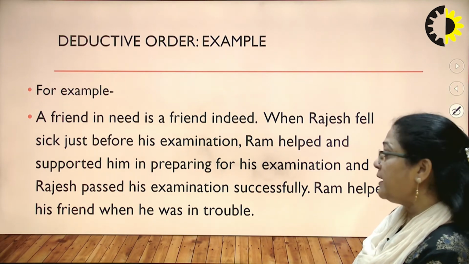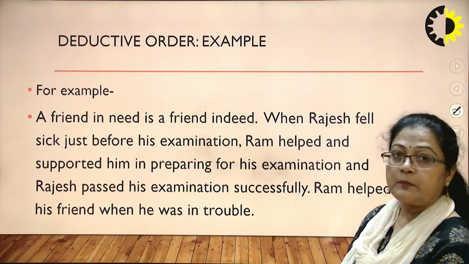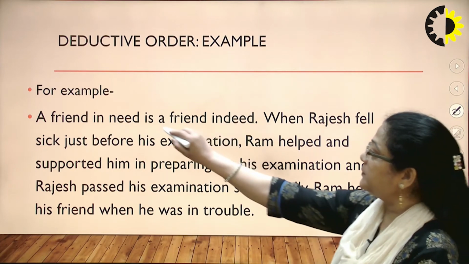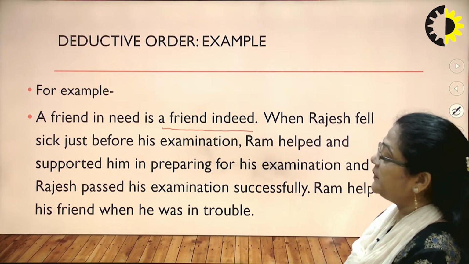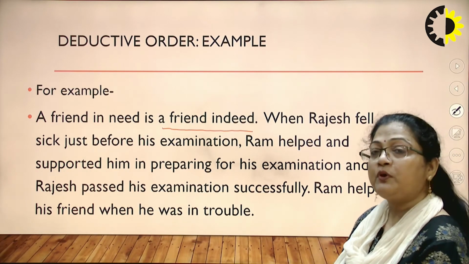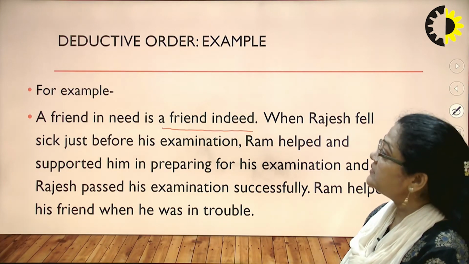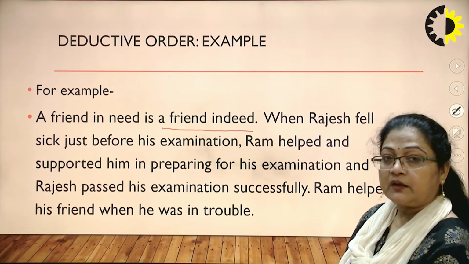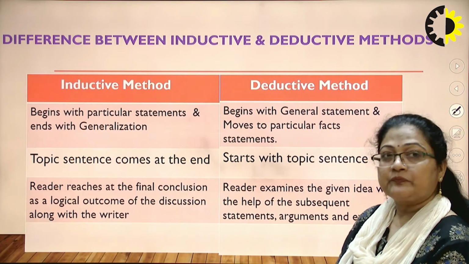So, Ram helped his friend when he was in trouble. This statement, given as a topic sentence in the beginning, is proven with the help of this example of the friendship of Rajesh and Ram. So, this is the deductive ordering of paragraph writing.